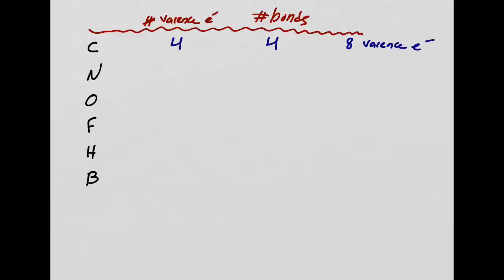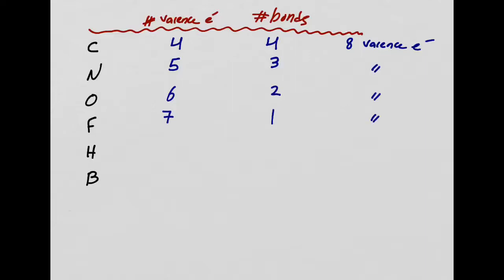Quickly tell me, how many valence electrons does it have? It has 5. How many bonds does it make? It makes 3 bonds, so it would end up having 8 valence electrons. Okay, pause this video, do the oxygen and fluorine for me. Oxygen has 6, so it needs 2 more to be 8, so it will make 2 bonds, ends up having 8 valence electrons. Fluorine has 7 valence electrons, it needs only 1 more, so it makes only 1 bond to end up with 8 valence electrons.